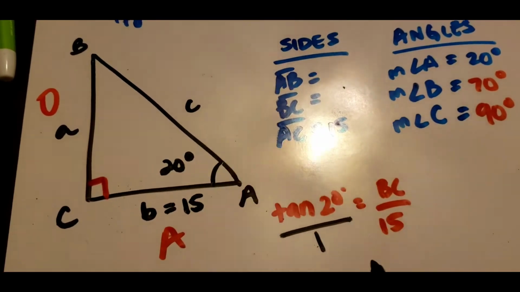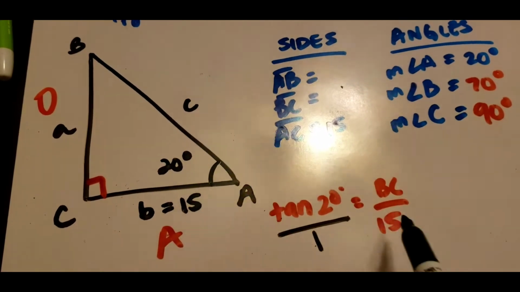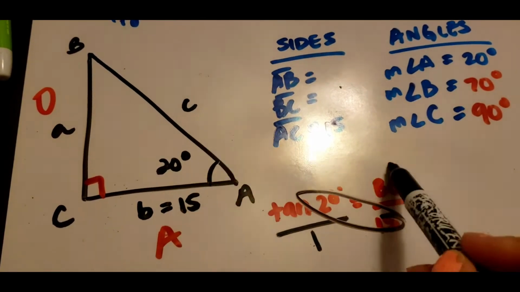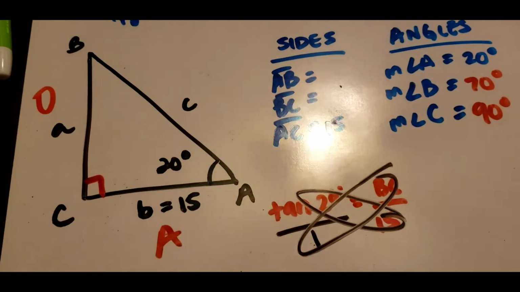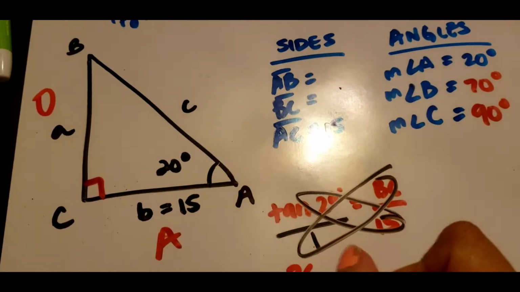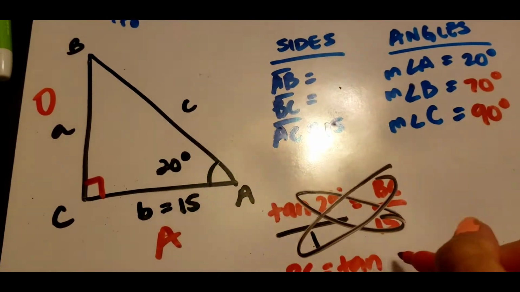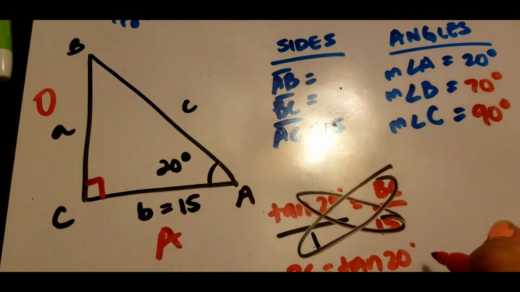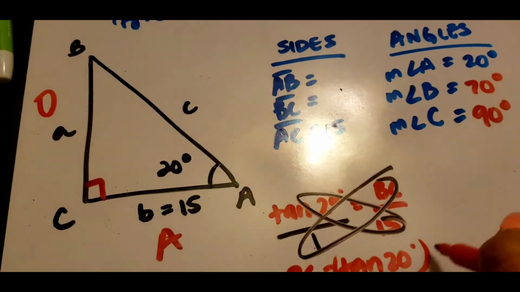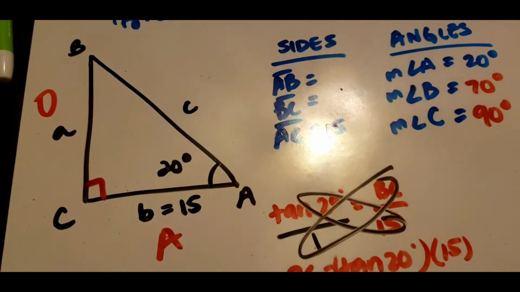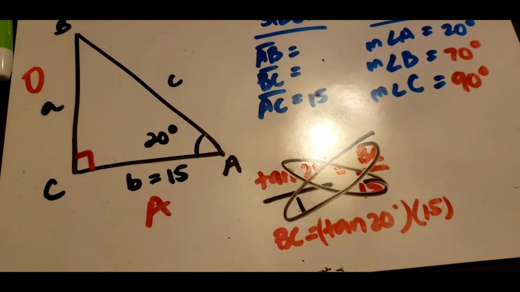But in this case, whenever we solve for proportion, we're just going to cross multiply. So you cross multiply this way and this way. So what you're going to end up with is BC equals tangent of 20 degrees, and then I'm going to put in parentheses times 15. Okay. So this is what it looks like.